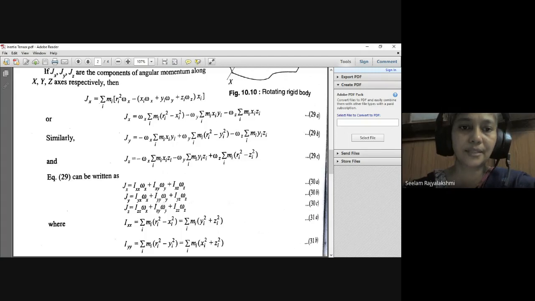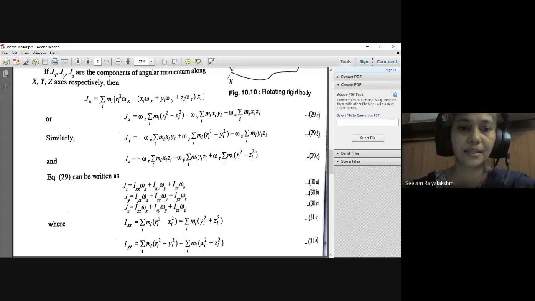And Jy is equal to, again, let us consider, here we have an x term and a y term. So Iyx into omega x plus, here we have mi (r square minus yi square). We can replace this term with Iyy, where sigma i mi (r square minus yi square) is nothing but sigma i mi (xi square plus zi square). Again here we have y into z, that means Iyz into omega z. So this is the term.